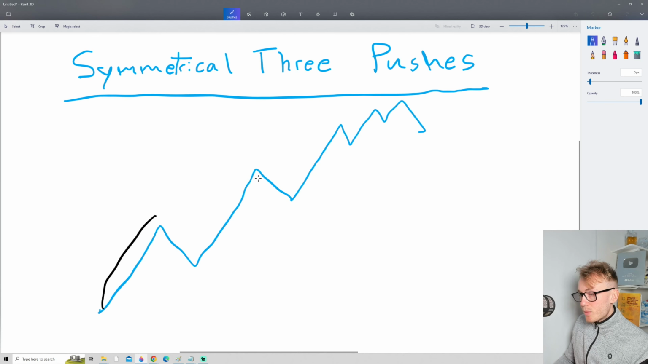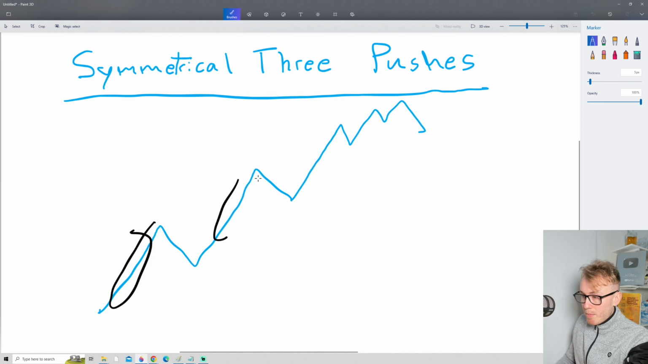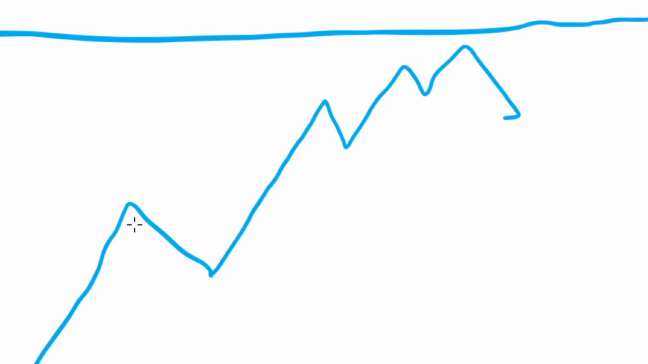In a healthy uptrend, we want the impulse moves and pullbacks here to be about the same length. You can see that this impulse move is about the same length as this one. We can see that the pullbacks are around the same length. But here with the three pushes, we start to see very short pushes towards the upside, and we start to see very small pullbacks.